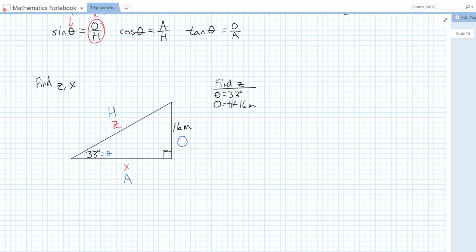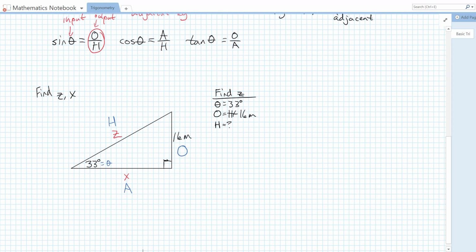So next up, we're going to choose the appropriate trig function to solve for whichever variable we're finding. We have theta, we have our opposite leg, and we want to find our hypotenuse. So the trig function that relates O and H is going to be sine of theta. So we can write out our trig function below. Sine of theta is equal to O over H.